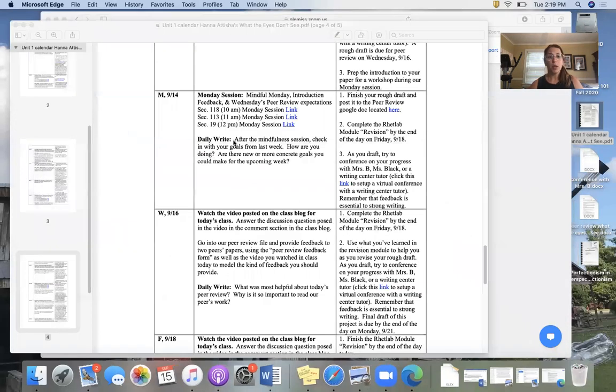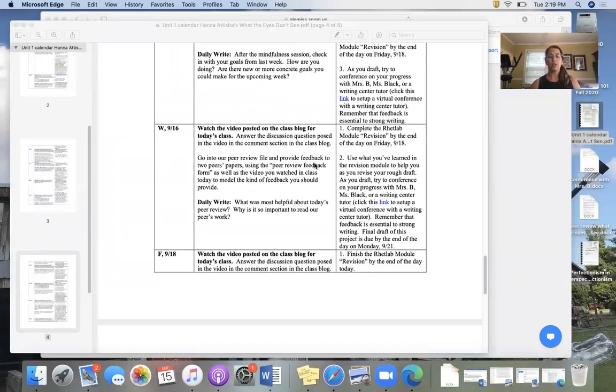All right, let's go through your calendar just real quick. Make sure again that by the end of the day today, you give feedback to 2 papers using that feedback form. You have a daily write today as well. That is, you might have to do it tomorrow because it's about how peer review went, what was most helpful about doing it, and then what was helpful about the feedback that you received as well. I will be in the space all day tomorrow giving feedback myself. So this will kind of serve as a conference on this paper. Make sure that you get in and look at my feedback as well. Ms. Black will probably be in the space doing that too.